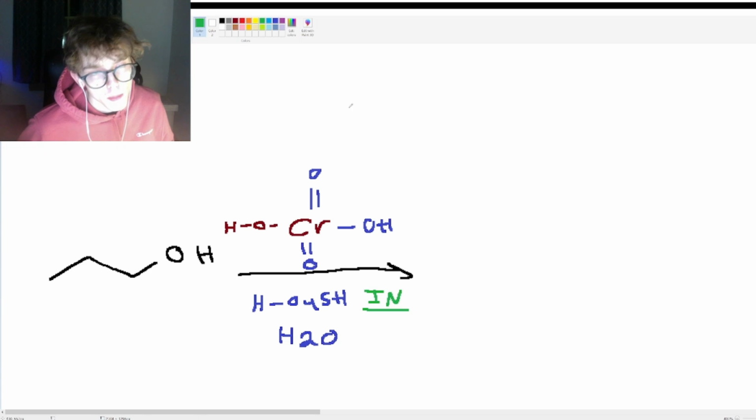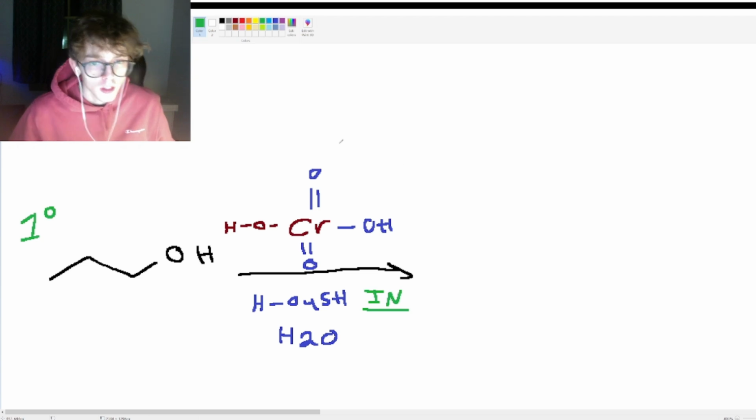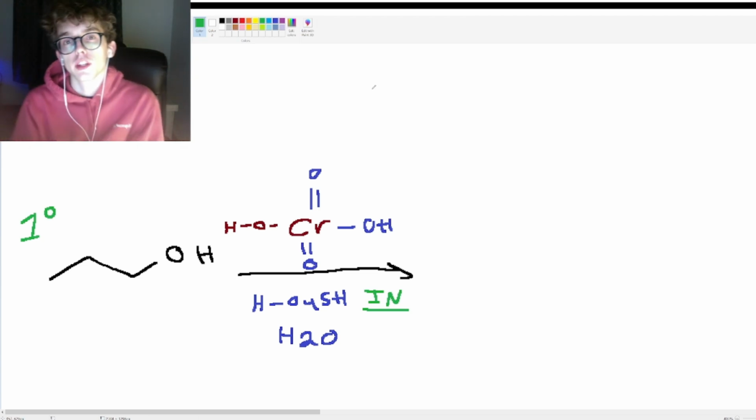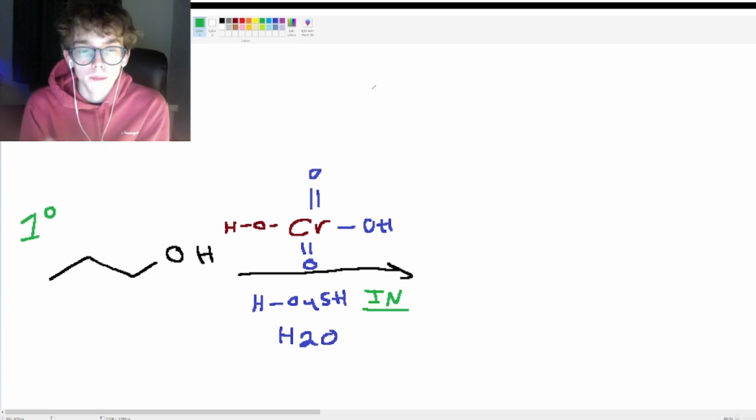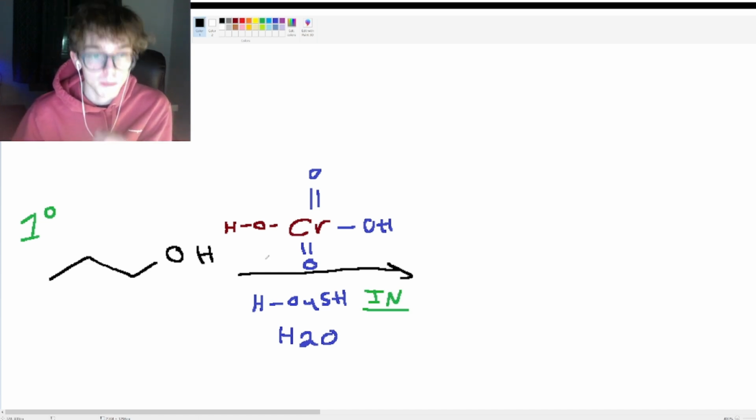Okay, so our mechanism here for a primary alcohol is going to be kind of similar for the first step when we turn it into aldehydes. But we're going to see in the next step, when you use just your chromic acid and not PCC, that's going to make a carboxylic acid. So we'll show both of those little steps there.